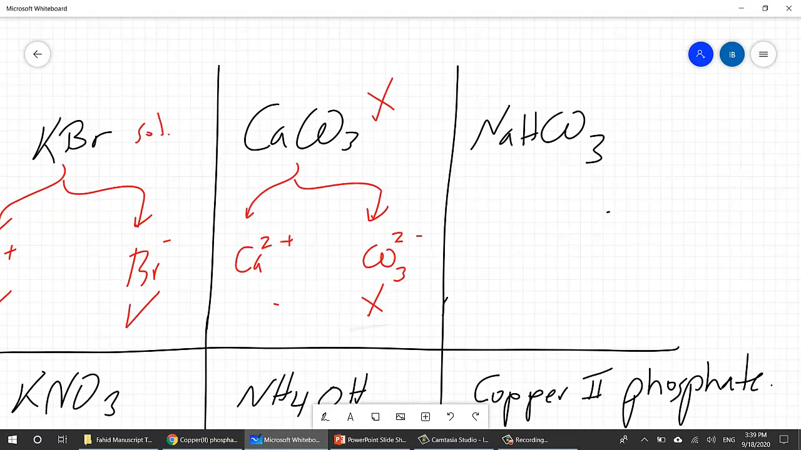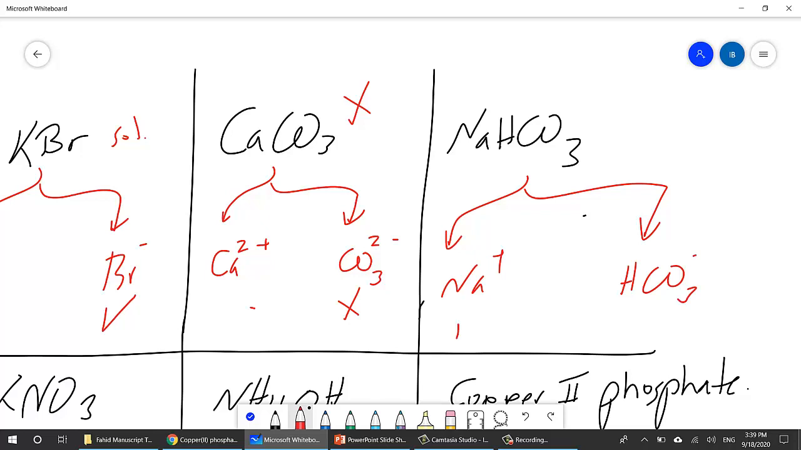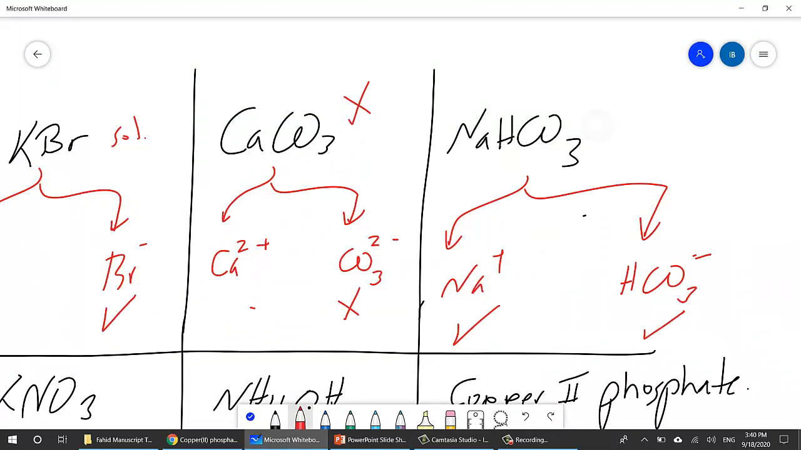NaHCO3 is the bicarbonate, the baking soda, the stuff you use to make cakes. Let's see if this is soluble or not. Now this one should be made of Na+ and HCO3−. I have a rule that says Na+ is soluble. Do we have a rule for bicarbonates? Yes, we have it. HCO3− is soluble, with not even exceptions. So that's why bicarbonate, when you want to make cake, is easy to dissolve in water.